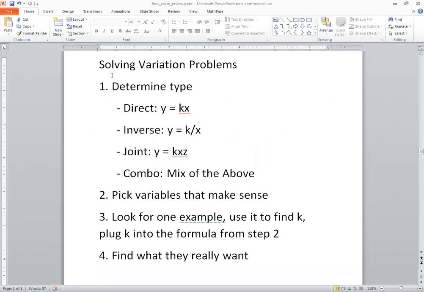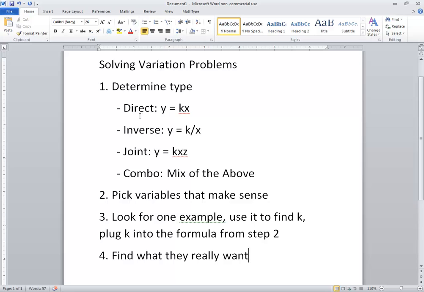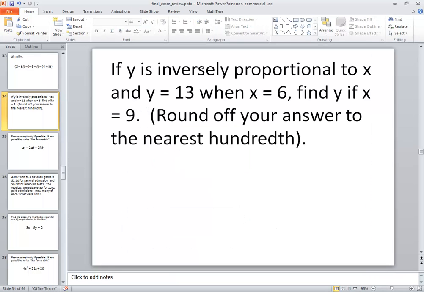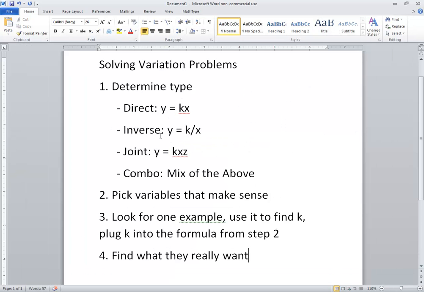Well, our first step, determine the type. It'll have one of these words. It'll say direct, or it'll say inverse, or it'll say joint, or the combo will be a mixture of these. It'll say like it varies directly and inversely. Now sometimes there's other words for direct, but it'll have the same meaning. Well, this problem says inverse, so we're dealing with an inverse problem.